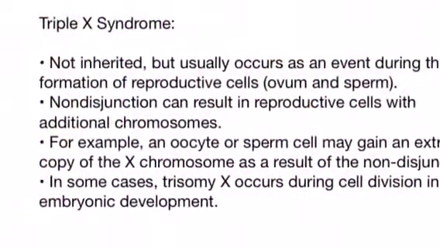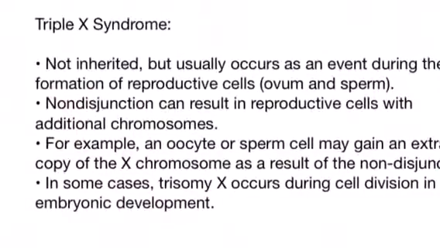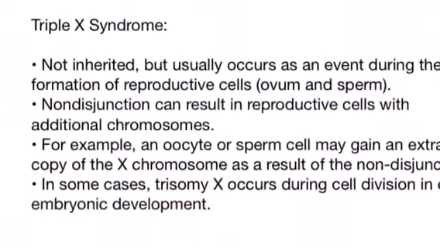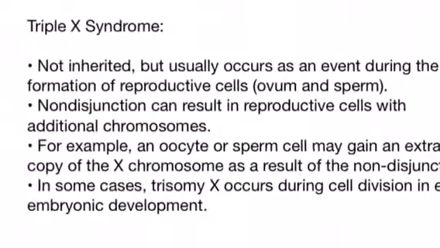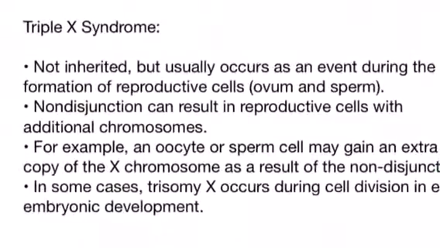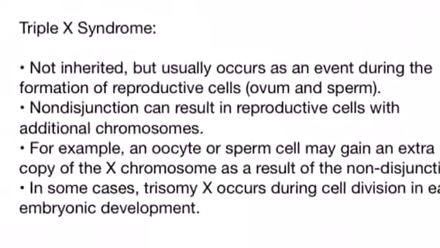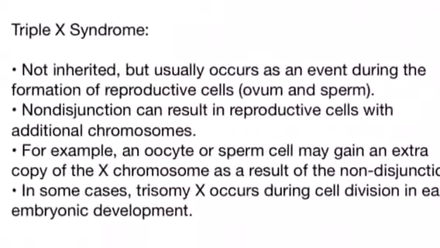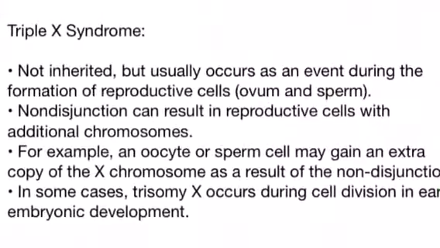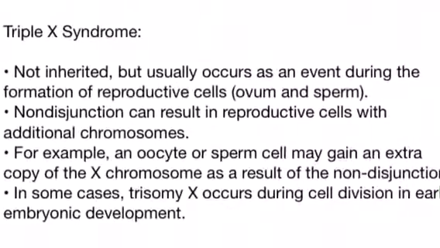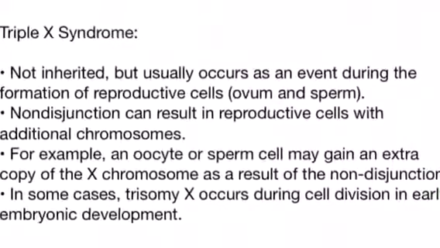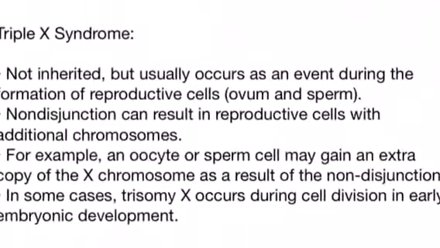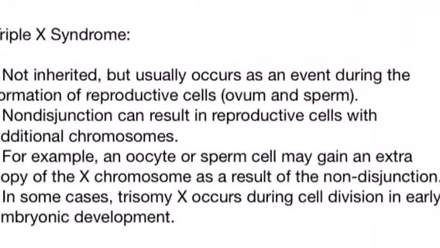The next common syndrome involving sex chromosomes is the triple X syndrome. It is not inherited, but usually occurs as an event during the formation of reproductive cells, such as the ovum and sperm. Non-disjunction can result in reproductive cells with additional chromosomes. For example, an oocyte or sperm cell may gain an extra copy of the X chromosome as a result of the non-disjunction. In some cases, trisomy X occurs during cell division and early embryonic development.